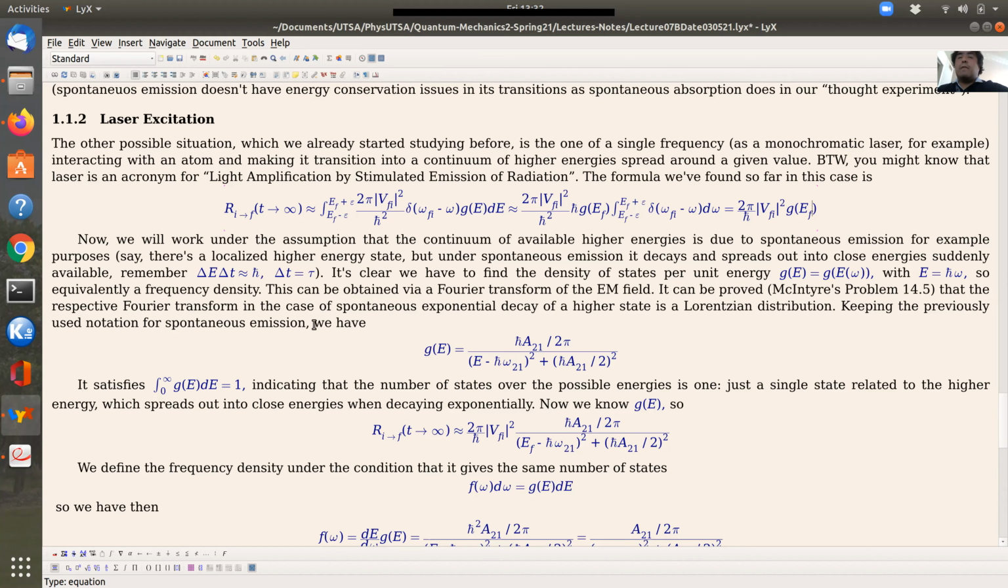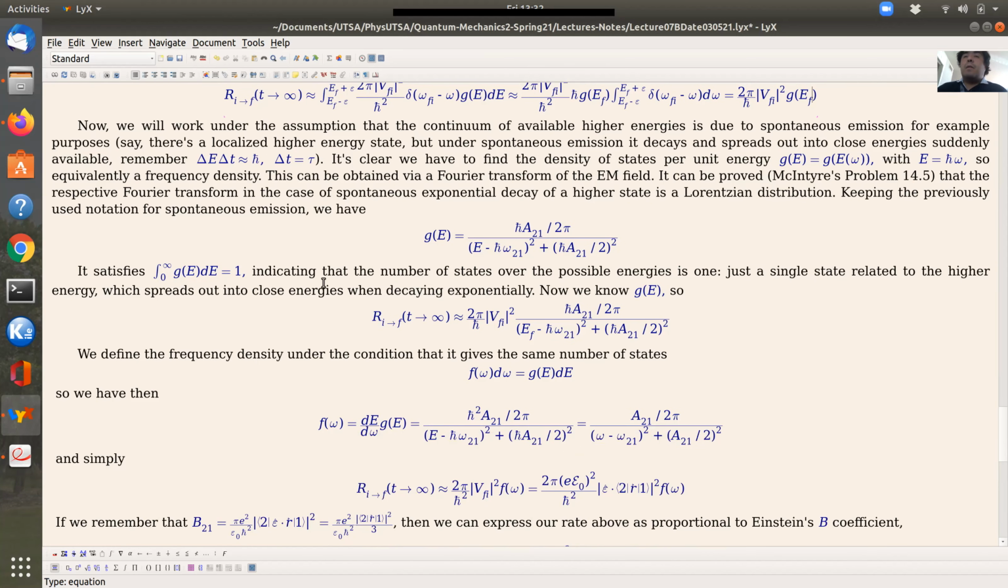But you can calculate that the Fourier transform, in the case of a spontaneous exponential decay of a higher state, is a Lorentzian distribution. So you can conclude that this density of states per unit energy is equal to this. You have the Lorentzian distribution in this case. I'm going to use also some notation that I have for the processes. This is a homework problem. It's doable; I'll give you elements to solve it when I post the homework. Its integral from 0 to infinity is 1, because the number of states over the possible energies is just 1.